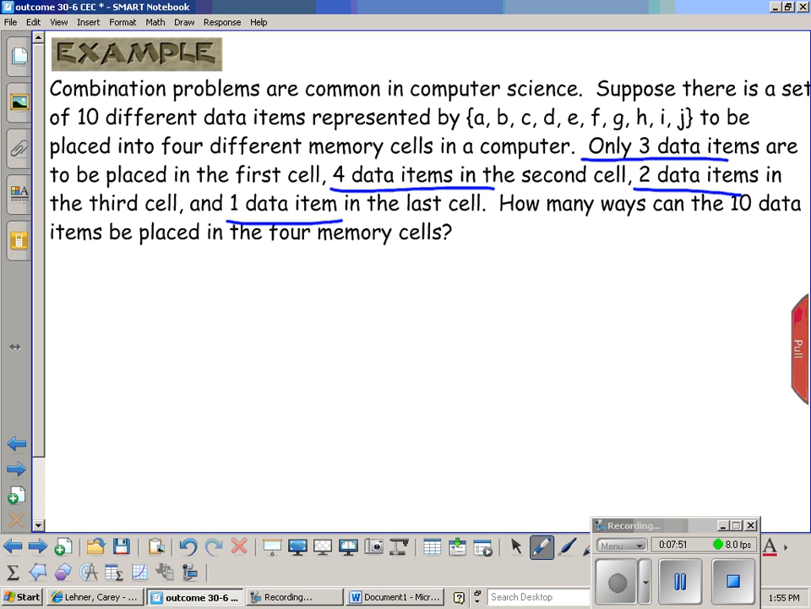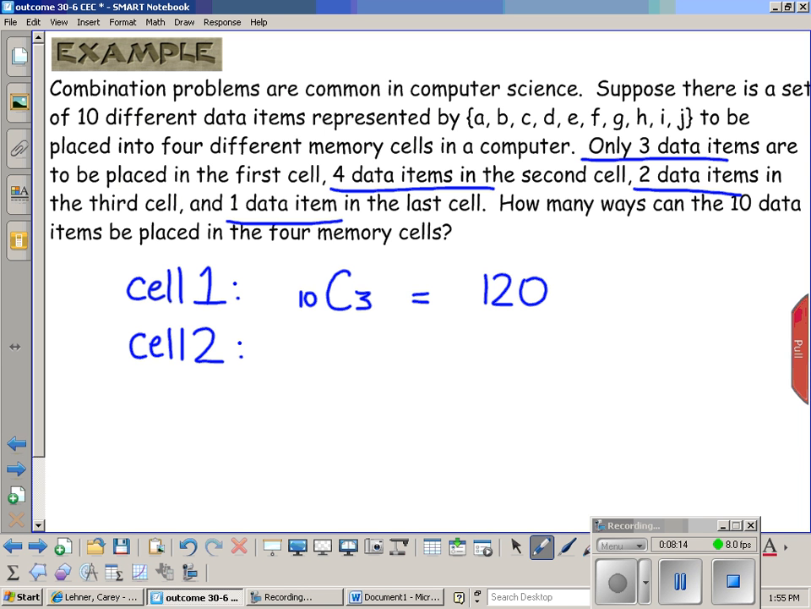We're going to start with one of them. So if we're going to do cell 1, we have 10 items right now to choose from, and we are going to choose 3 of them. So we get 120 different ways that this is possible. So we've placed 3 into cell 1. Now we drop down to cell 2. We've already placed 3 though. There's only 7 items left to choose from. And in cell 2 we can put 4 of them. And we can do this 35 different ways.